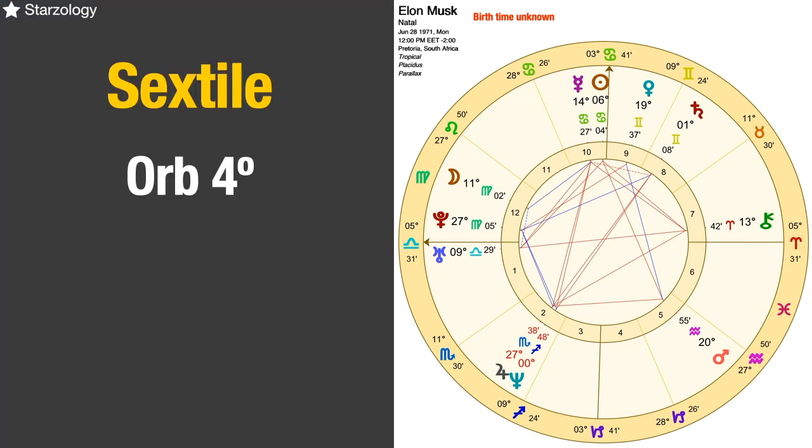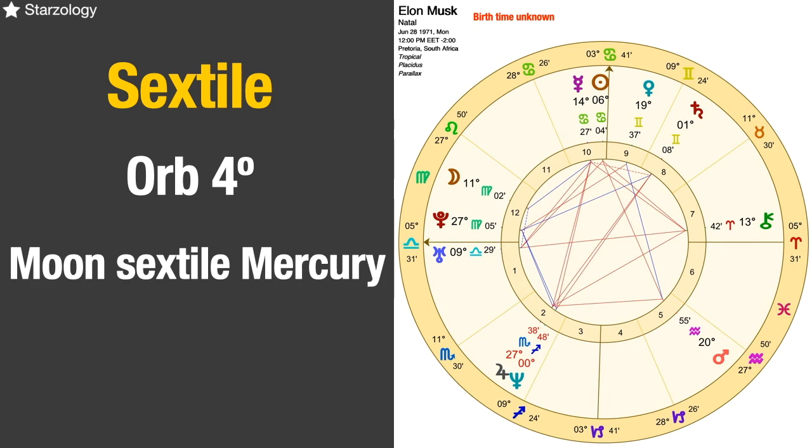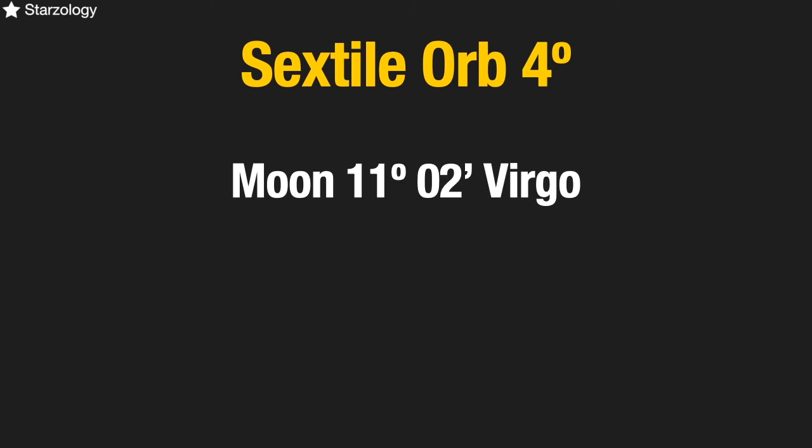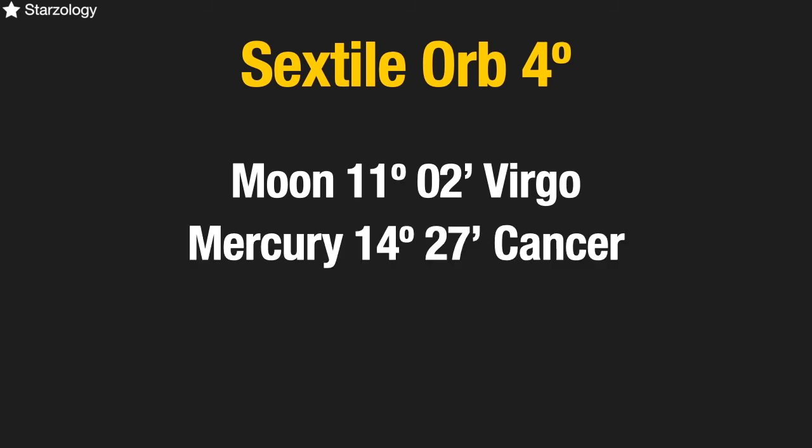Our sextile has an orb of 4 degrees. Our question is, is the moon sextile Mercury? That would be a good idea to look at. If the sextile orb is 4 degrees, the moon is at 11 degrees 02 Virgo, Mercury is at 14 degrees 27 Cancer. The difference between the two here is an orb of 3 degrees and 25 minutes to the 60. So therefore the moon is sextile Mercury.